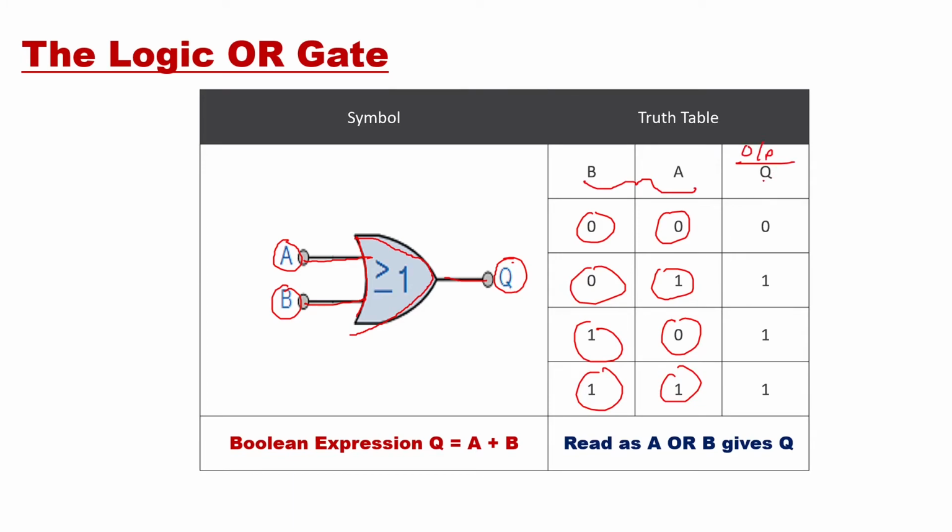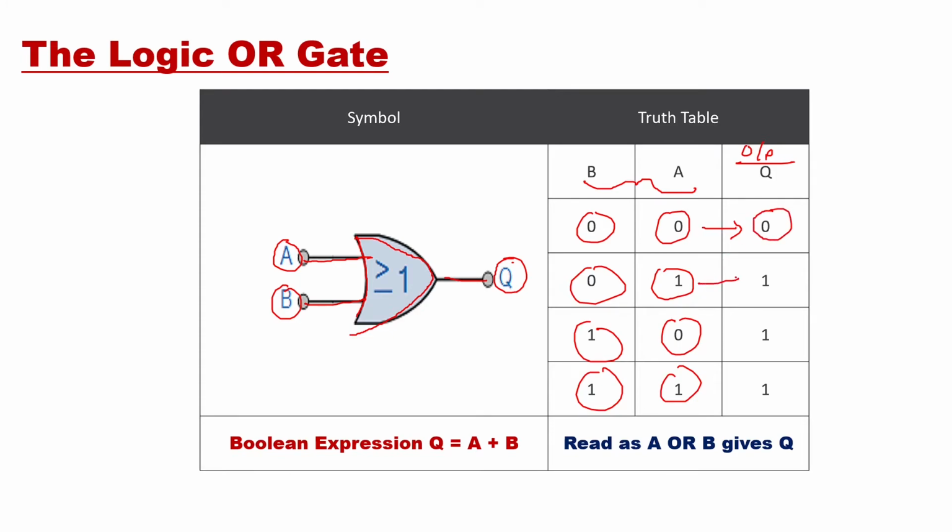Now output Q here, in this combination, in this logic, we want that whenever any of the inputs is 1, the output should be 1. Otherwise the output will be 0. So if you follow this logic, then in the first combination both the inputs are 0, nobody is 1. So the output is 0.